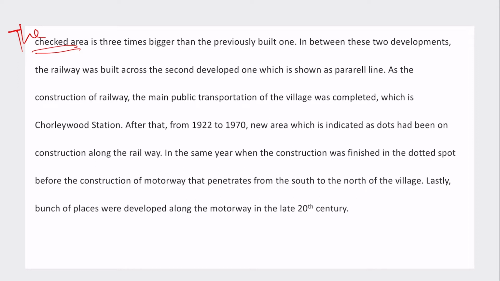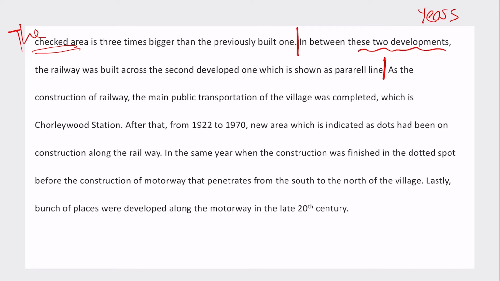developments, the railway was built across the second developed one, which is shown as parallel line. Okay, well, this sentence isn't really very clear to me what it means. Which two developments? You want to give me some dates and years are missing from here. I think perhaps this candidate, when they sent in this essay, there was maybe a mistake when they copied it across to send it in.